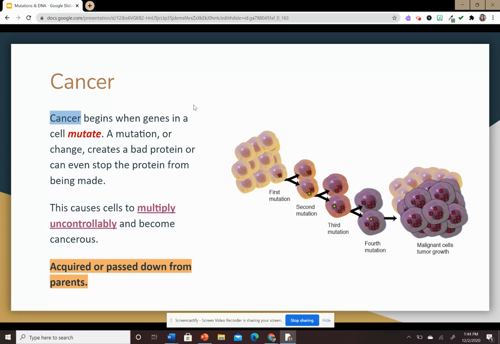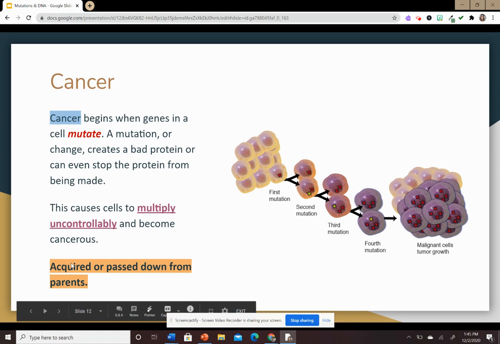But one of the main ones I want to look at is, of course, cancer, right? This is the most common. So cancer begins when genes in a cell mutate. A mutation or a change can either create a bad protein or it can stop a protein from ever being made. This causes cells to start multiplying uncontrollably, and then they become cancerous, and then they can turn into a tumor. So there's two ways that cancer spreads.